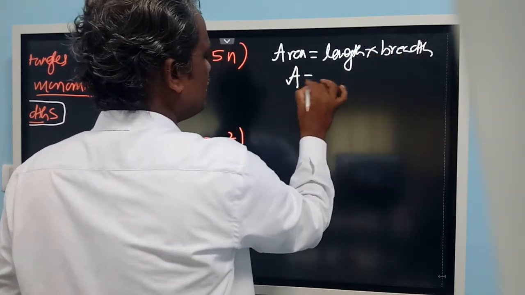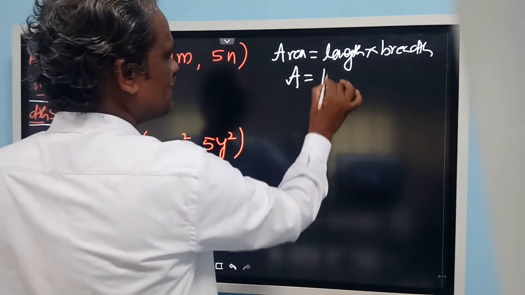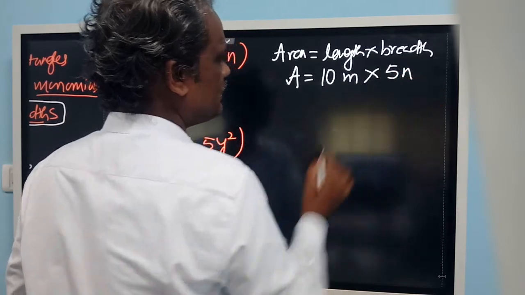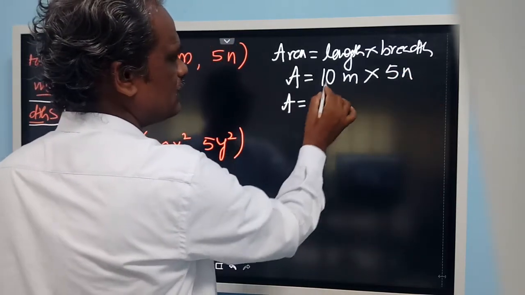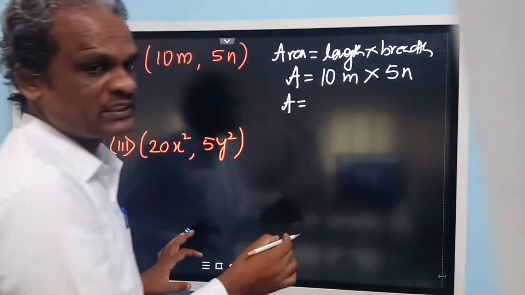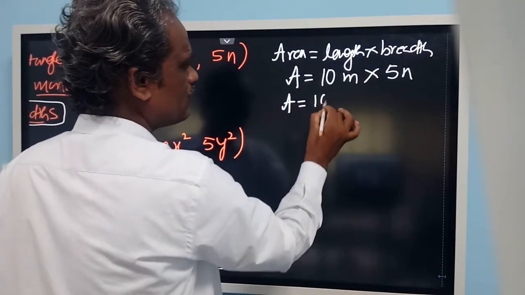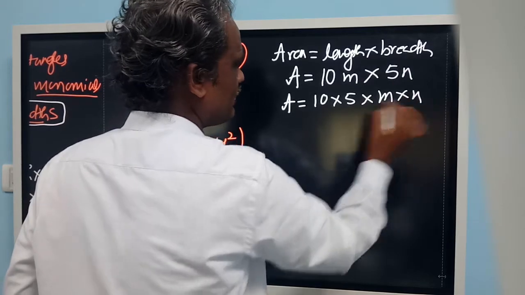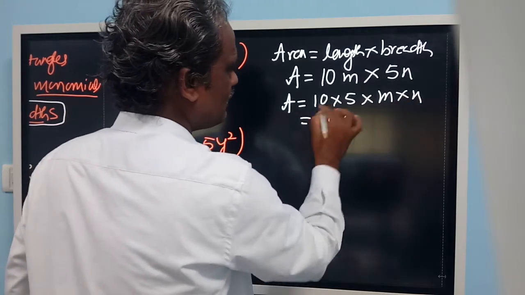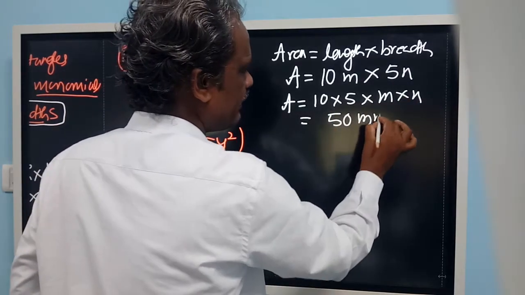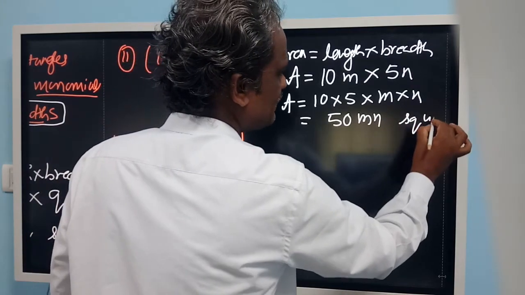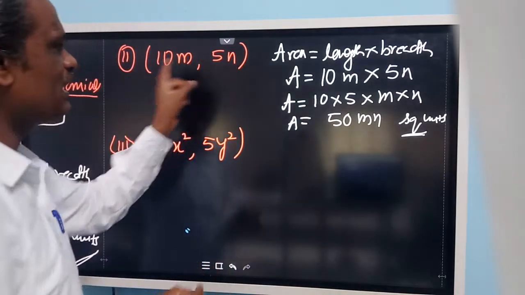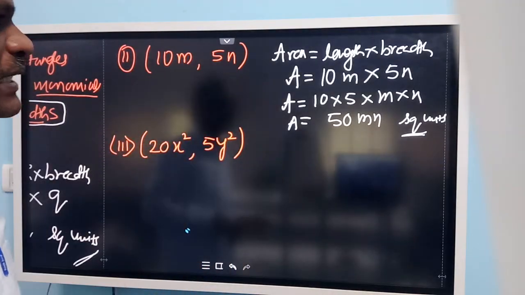So area is equal to length. In place of length you substitute 10 mm. In place of breadth you substitute 5 mm. So area is equal to, multiply the numerical coefficients first, 10 into 5. Then m into n, later. So it will be 50, 10 fives are 50. m into n, mn. So square units. Area should be in square units. So this is the area of this rectangle with length 10 mm and breadth 5 mm.